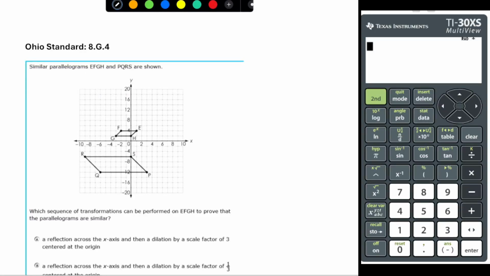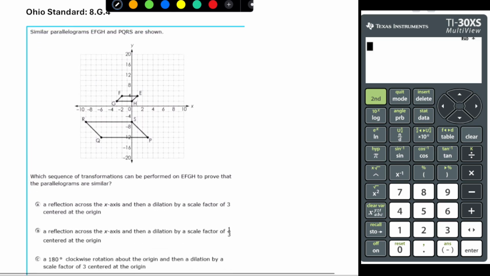Alrighty, we're back for another Ohio State Math OST standard review. Oh boy, it's been a long day. Today we're looking at standard 8.G.4. Let's hop right into it.